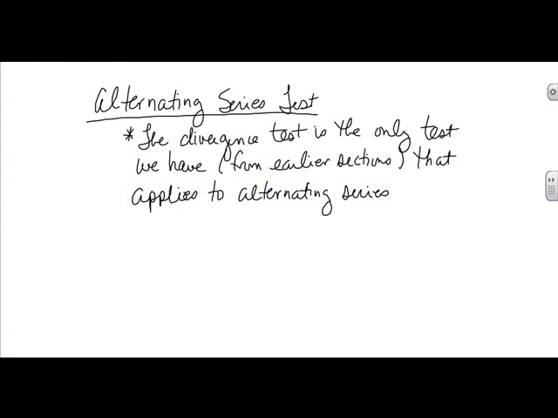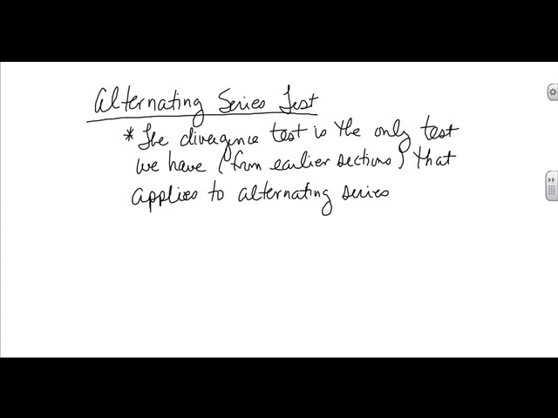When we are working with alternating series, it's important to keep in mind that the only test for convergence or divergence that we've gotten so far in earlier sections of this chapter that applies also to an alternating series is the divergence test. All the other tests, the integral test, the ratio test, the root test, work for series of positive terms.